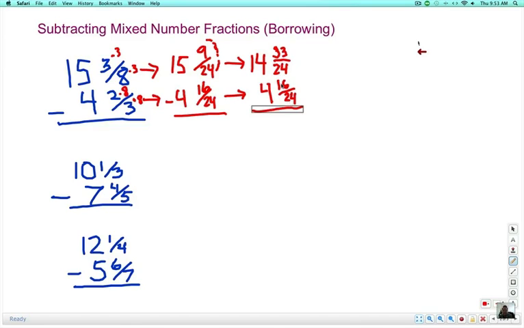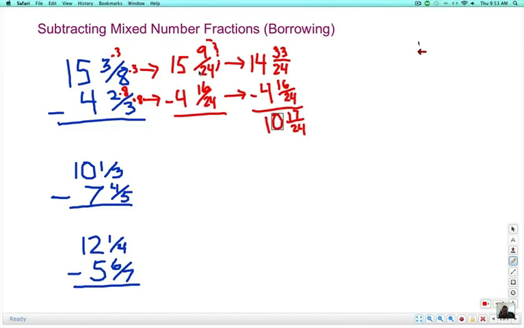Okay, 33 take away 16 is 17. 17 24ths is my fraction part. Always subtract fractions first, then look at the whole numbers. 14 take away 4 is 10.